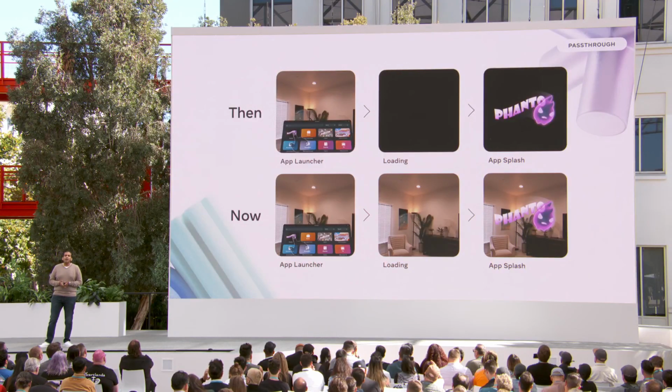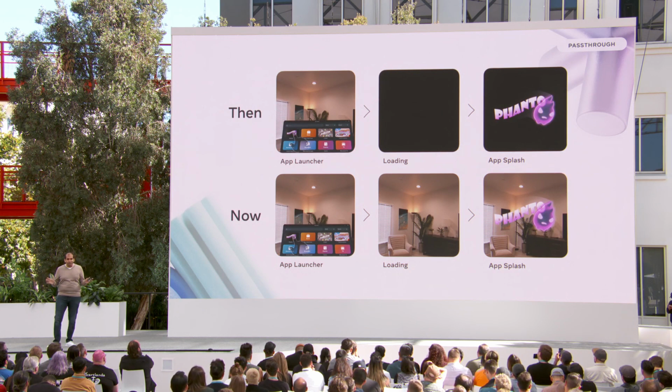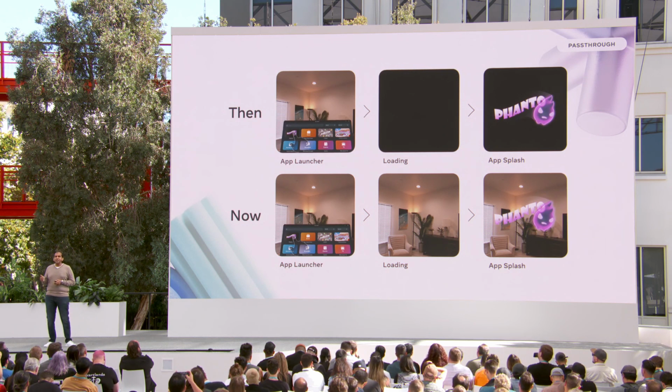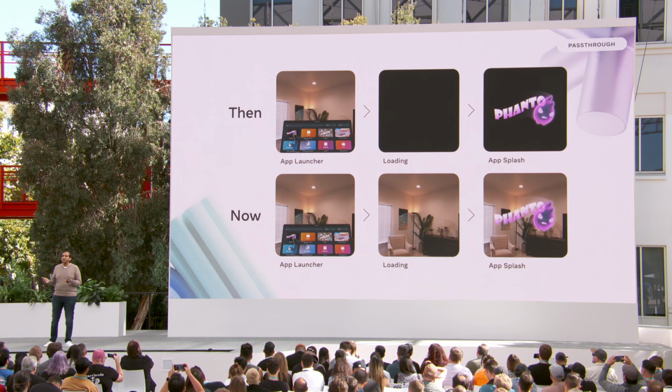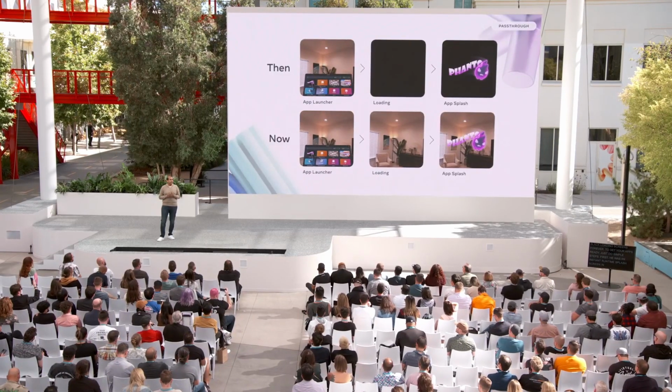To take this even further, later this year, we're going to let users seamlessly transition from pass-through in home to your MR app, removing all jarring black loading screens forever. To get your apps ready, there are just two simple steps. First, use an instant runtime splash screen in your app. And second, just enable pass-through in your app at startup, and you're all set.